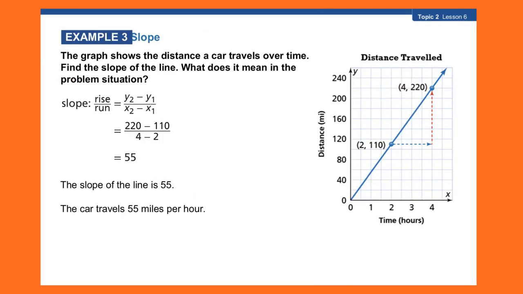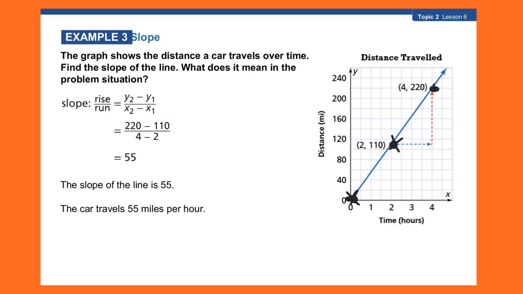This is example number 3 on page 129. The graph shows the distance a car travels over time. Find the slope of the line. What does it mean in the problem situation? So they just did something similar to what they did in example number 2, but they're going to add some labels. Now they chose to do these 2 dots, and there's nothing wrong with those 2 dots. But I like to use the origin, so I'm going to use the origin and this dot, these 2.